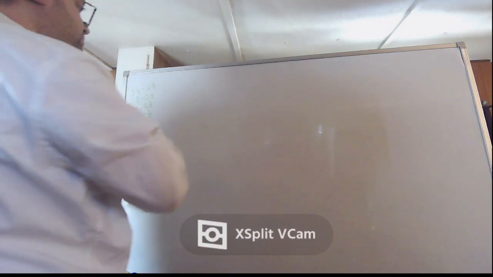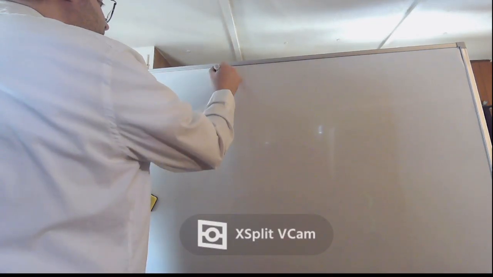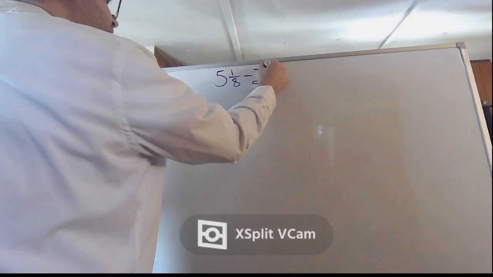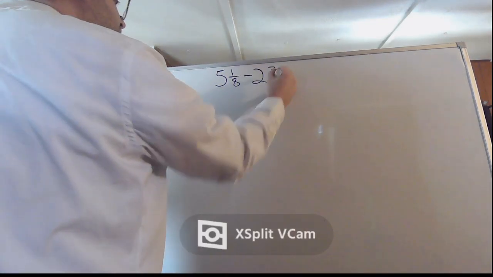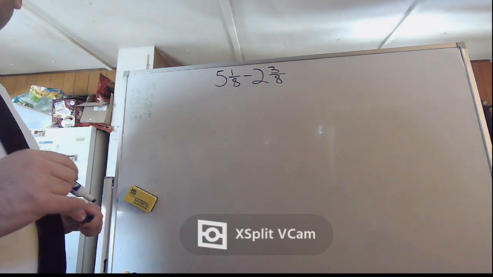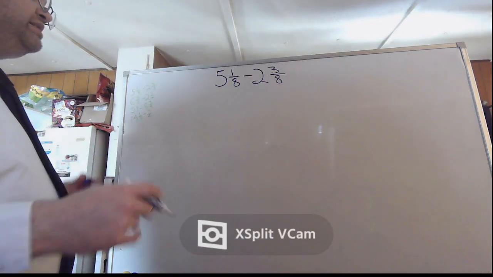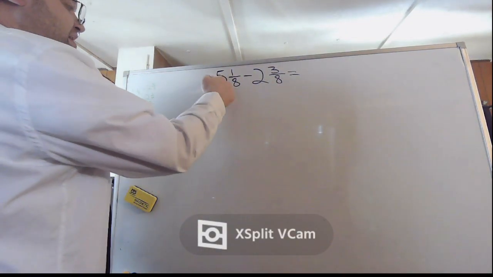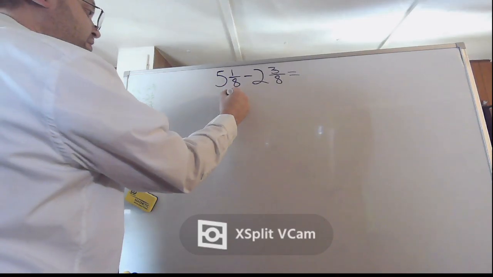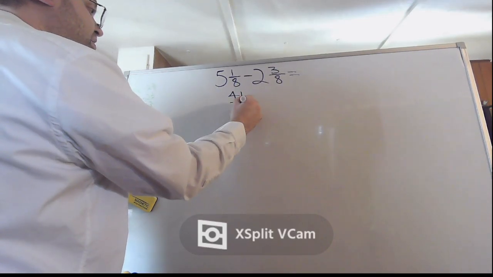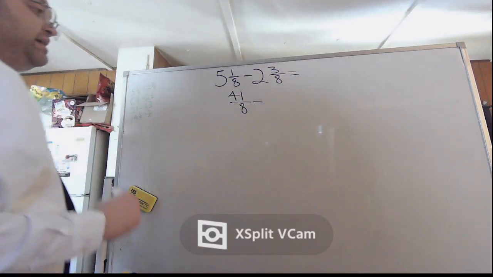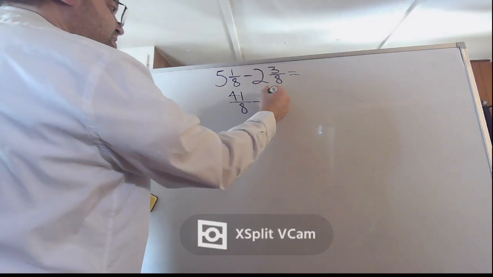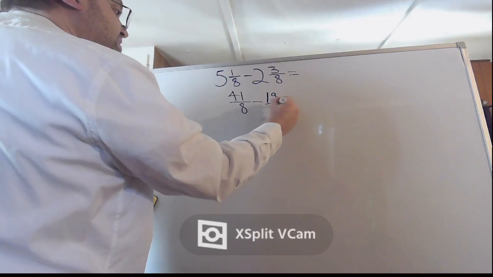Alright. So I have 5 1/8 minus 2 3/8. Once again, go ahead and convert these to improper fractions. So for 5 1/8, you'll take 8 times 5, which is 40, plus 1, that'd be 41/8. Minus, now we got to deal with 2 3/8. So 8 times 2 is 16, plus 3 is 19. Minus 19/8.